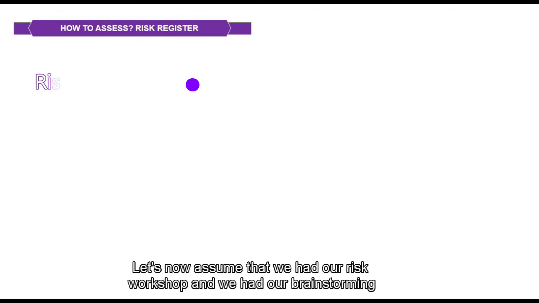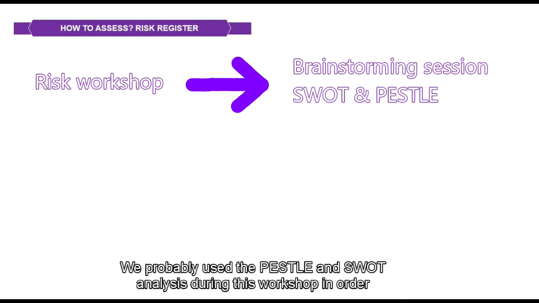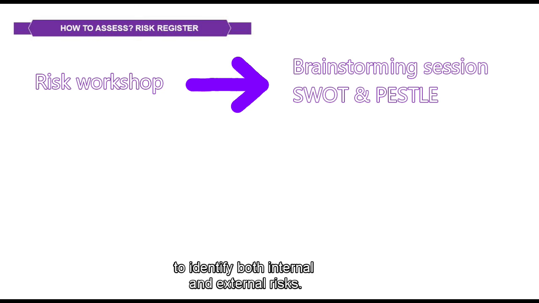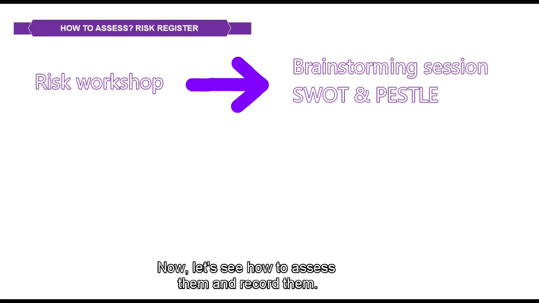Let's now assume that we had a risk workshop and we had our brainstorming session with our key stakeholders. We probably used the PESTLE and SWOT analysis during this workshop in order to identify both internal and external risks. We will talk about these two frameworks in another video. Now let's see how to assess them and record them.